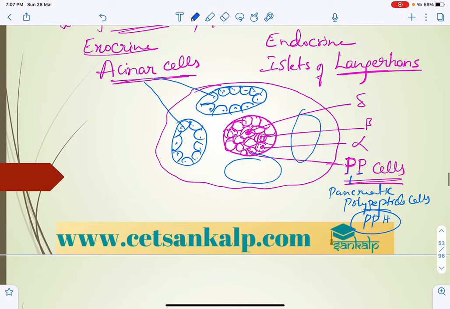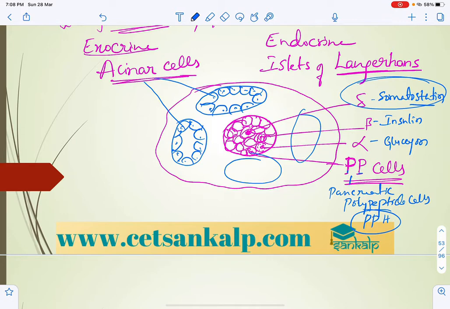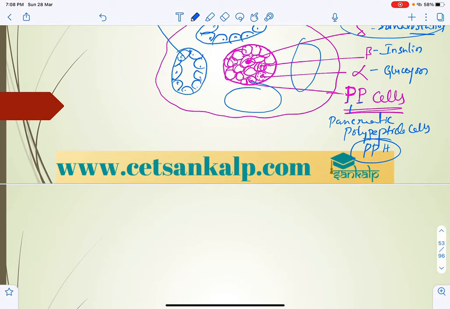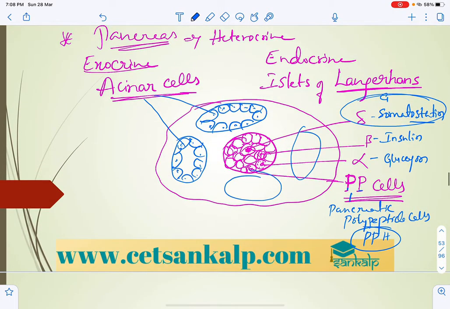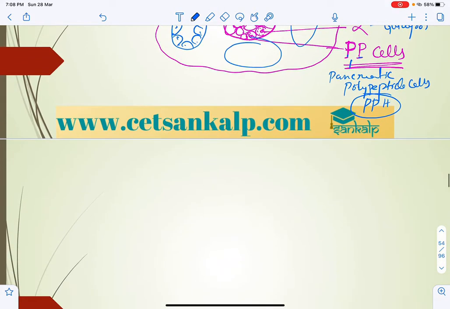So here, one thing you have to keep in mind: alpha cells produce glucagon, beta cells produce insulin, and delta cells produce somatostatin. Somatostatin is a hormone produced by both the pancreas and the hypothalamus. This is the growth hormone inhibiting hormone.